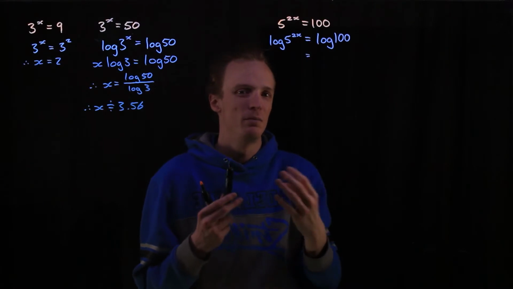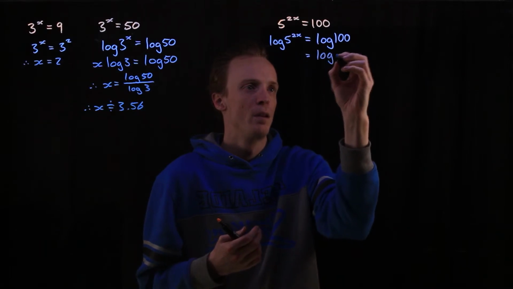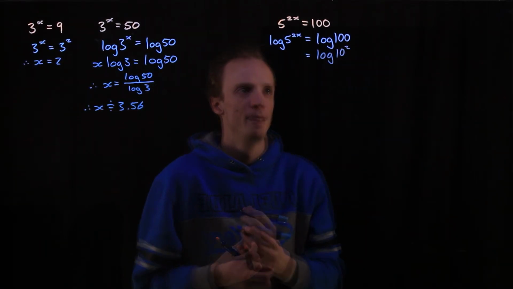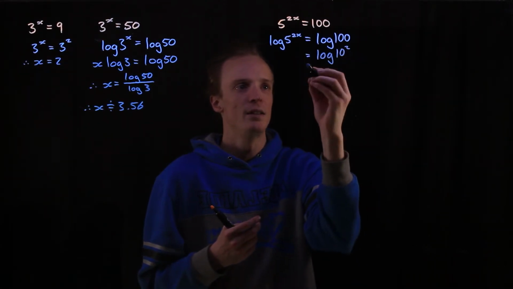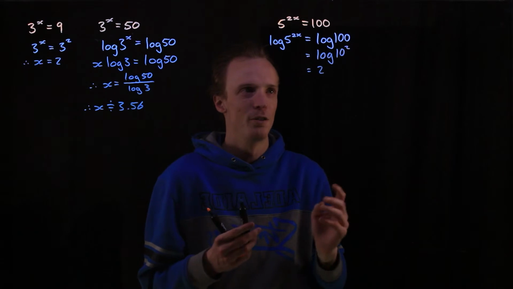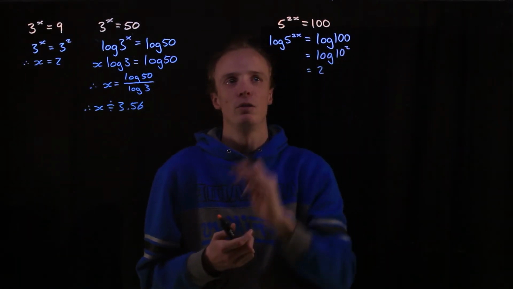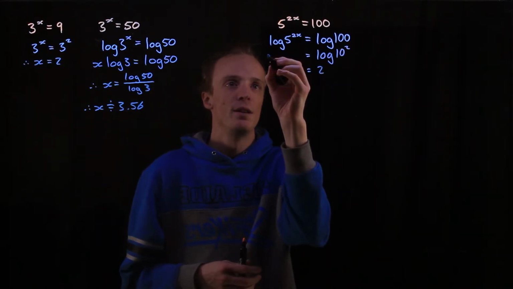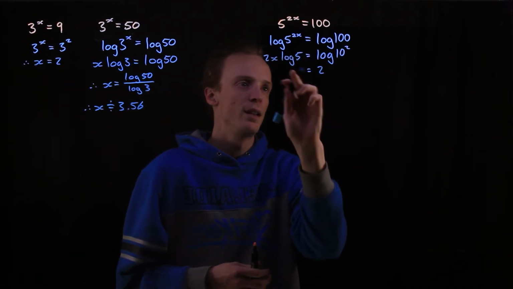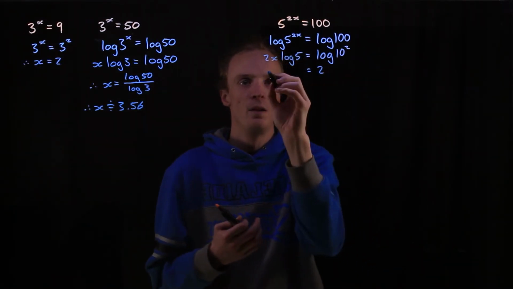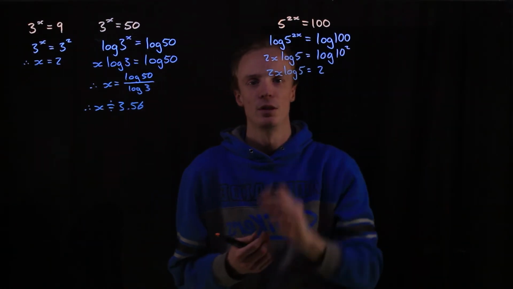Well, I know that 10 squared equals 100. So I can rewrite this as the logarithm of 10 squared. Now, of course, because this base is the same as the log, these cancel out and it's going to equal 2. So the right-hand side here equals 2. Now the left-hand side, I'm going to apply the log law again, like I did over here. So this is going to be 2x log 5 is equal to log of 10 squared, which we can just rewrite as 2x log 5 is equal to 2.